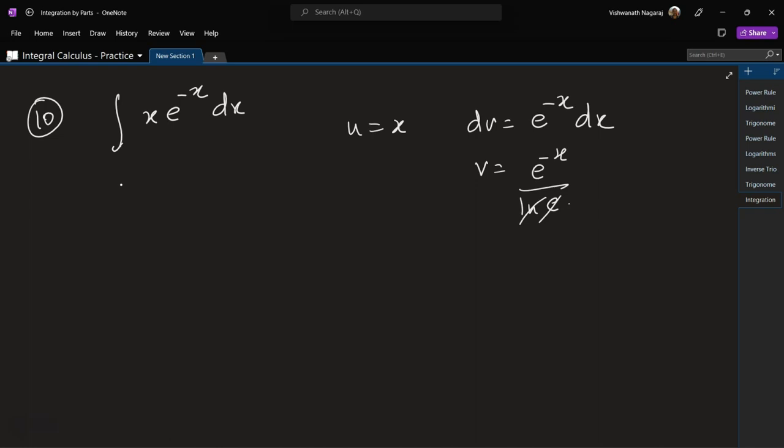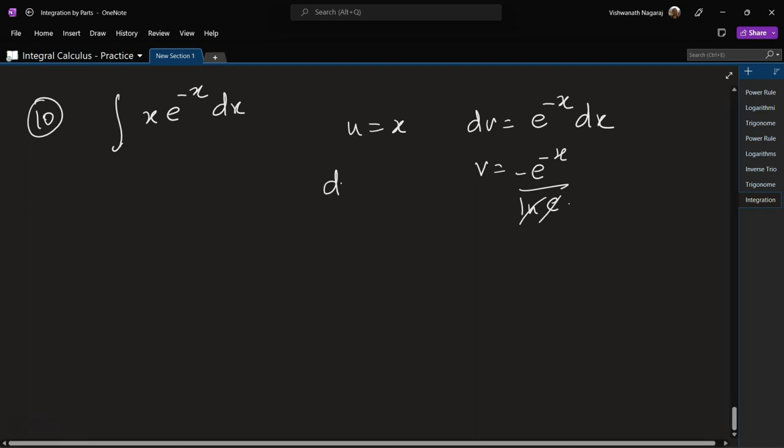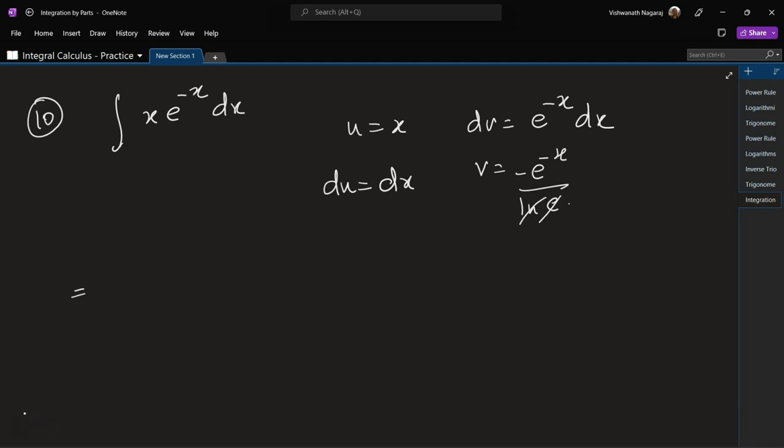If you differentiate it, what do you get? E to the power of minus x, so there has to be a minus sign as well. Here du will be equal to dx. So all the parts are in place. So let's integrate uv. That is x times minus e to the power of minus x, minus integral of v du. So minus e to the power of minus x, du is dx.